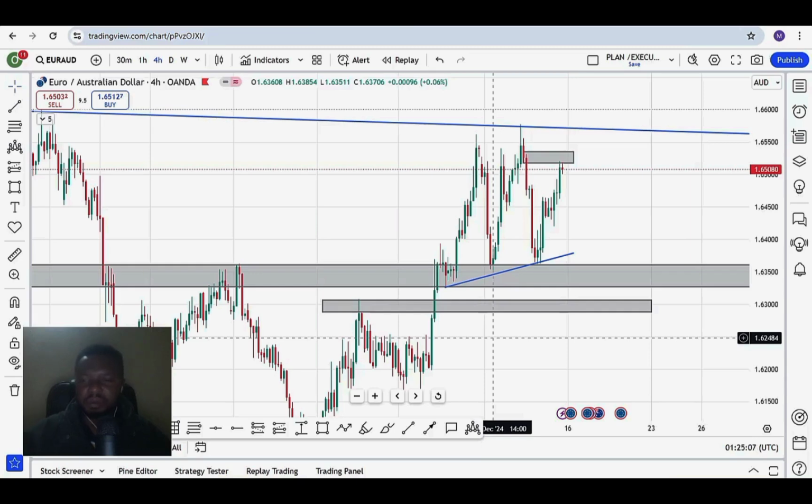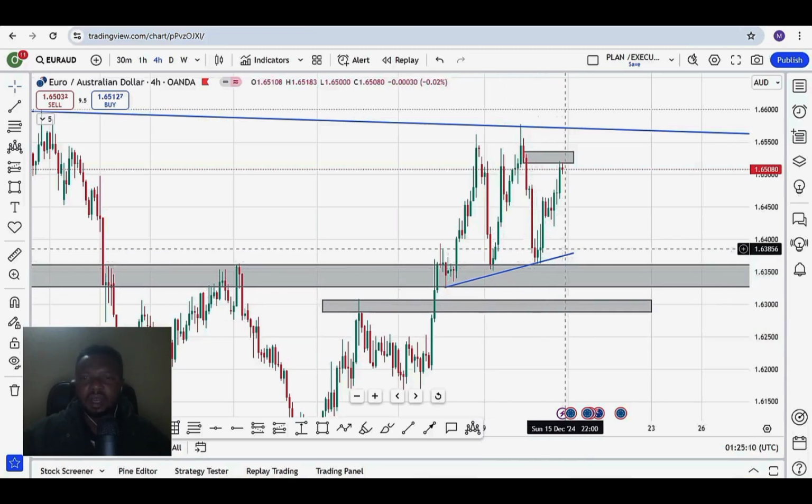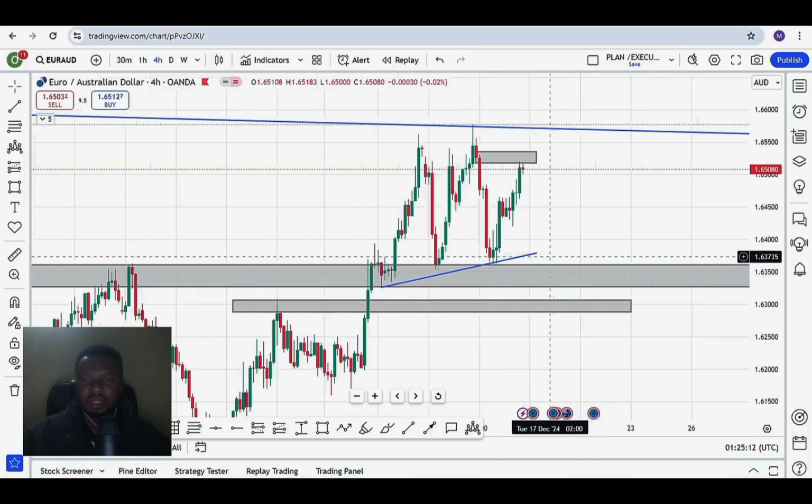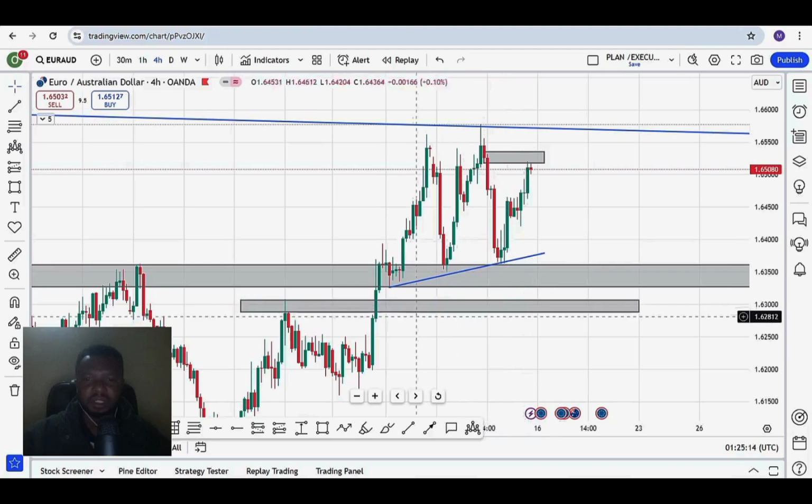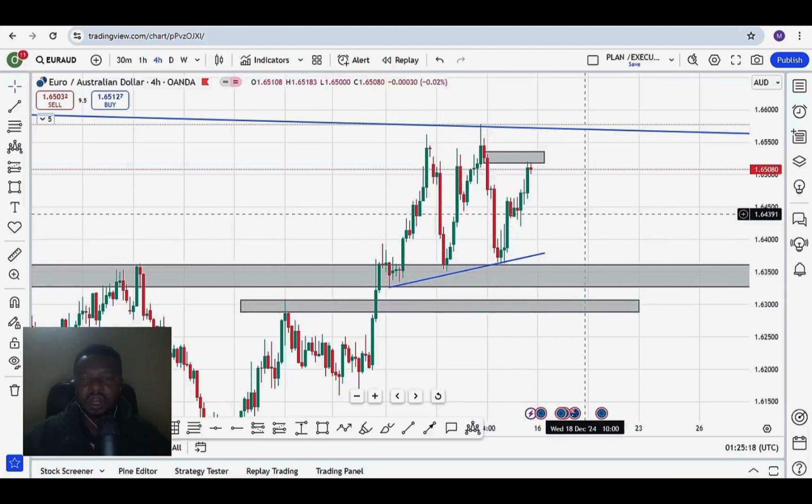Always manage risk and always stay positive in the market. This is December's period. This is a festive period, so you don't need to go all hard on the market.